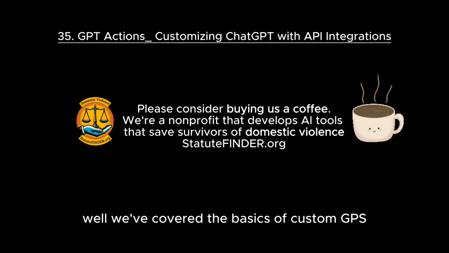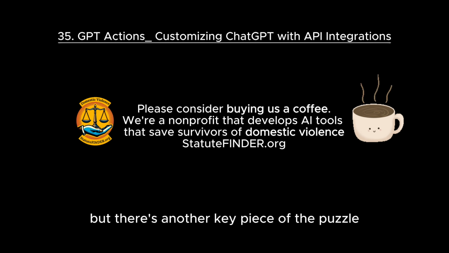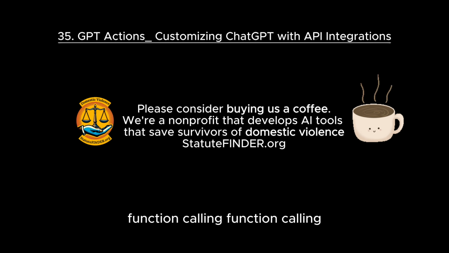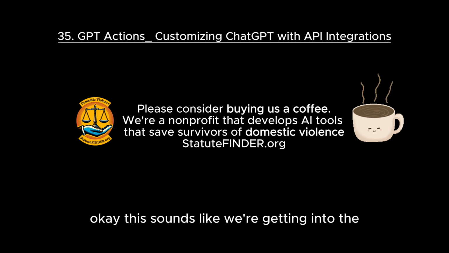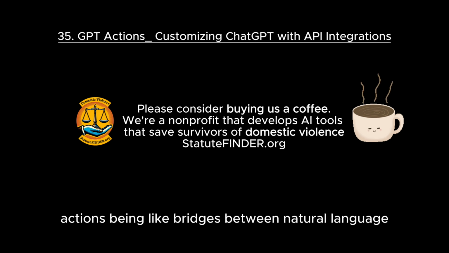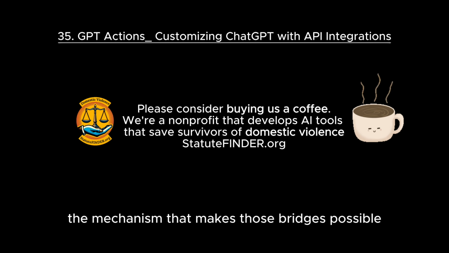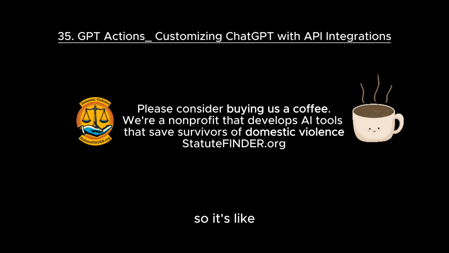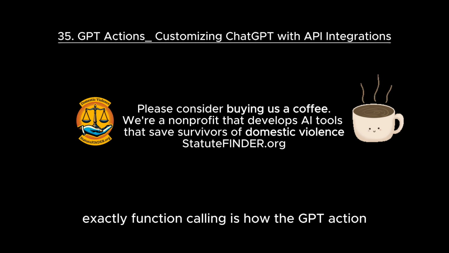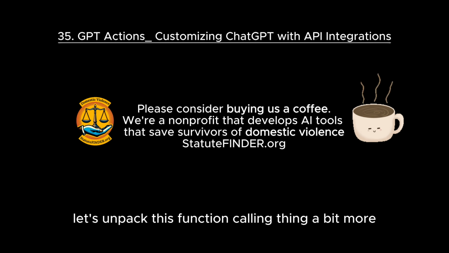Well, we've covered the basics of custom GPTs, GPT actions, and how they interact with APIs, but there's another key piece of the puzzle that we need to talk about: function calling. Function calling? Okay, this sounds like we're getting into the really technical stuff now. Don't worry, we'll keep it simple. Remember how we talked about GPT actions being like bridges between natural language and the API world? Right. Well, function calling is the mechanism that makes those bridges possible. So it's like the nuts and bolts that hold the bridge together. Exactly. Function calling is how the GPT action figures out what API calls to make based on what you're asking it to do. Okay, I'm intrigued. Let's unpack this function calling thing a bit more.